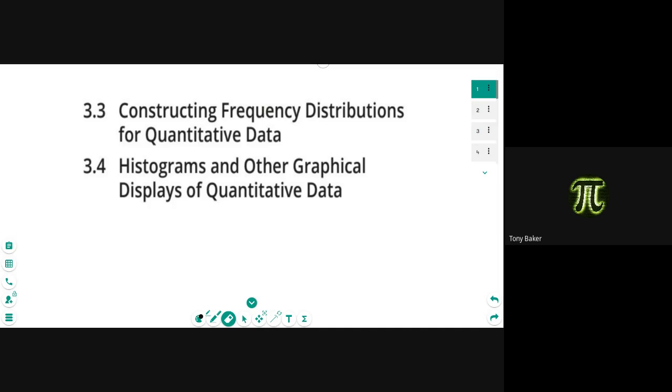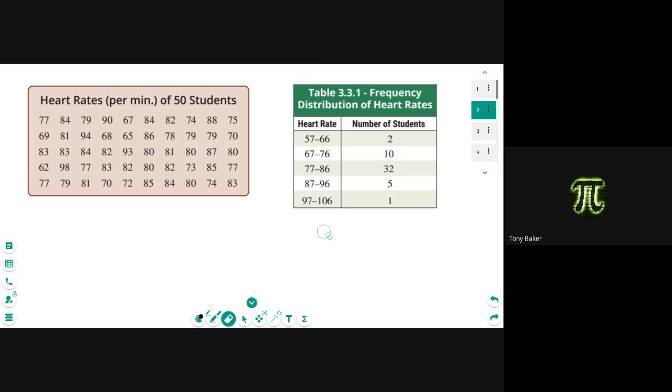The first thing we did with qualitative data was we started making frequency distributions. So we tried to organize that into some kind of table that we can turn into graphs. The difference when we look at quantitative data is we have to somehow group it before we can put it into those tables. So look at this. We have 50 heart rates of our students, and we've got this table of 50 values. If I was just to ask you what patterns you see in that table, it would be very difficult for you to decide anything. So we want to organize it.